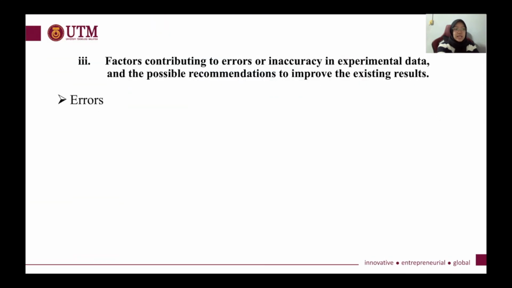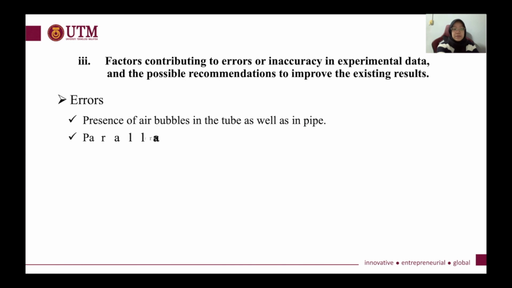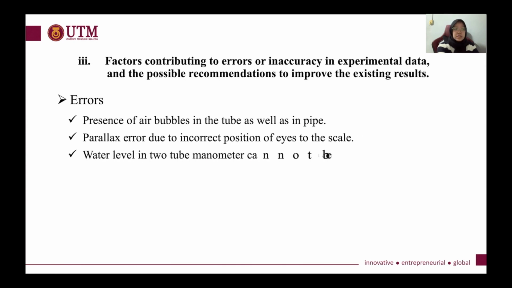Alright, so the third one is the factors contributing to the errors and inaccuracy in this experiment, and what are the possible recommendations to improve the existing results. So for the errors, the first one is the presence of air bubbles in the tube as well as in the pipe. Second is parallax error due to the incorrect position of the eyes to the scale. And last but not least, the water level in the two tubes of the manometer cannot be calibrated if it fluctuates heavily.